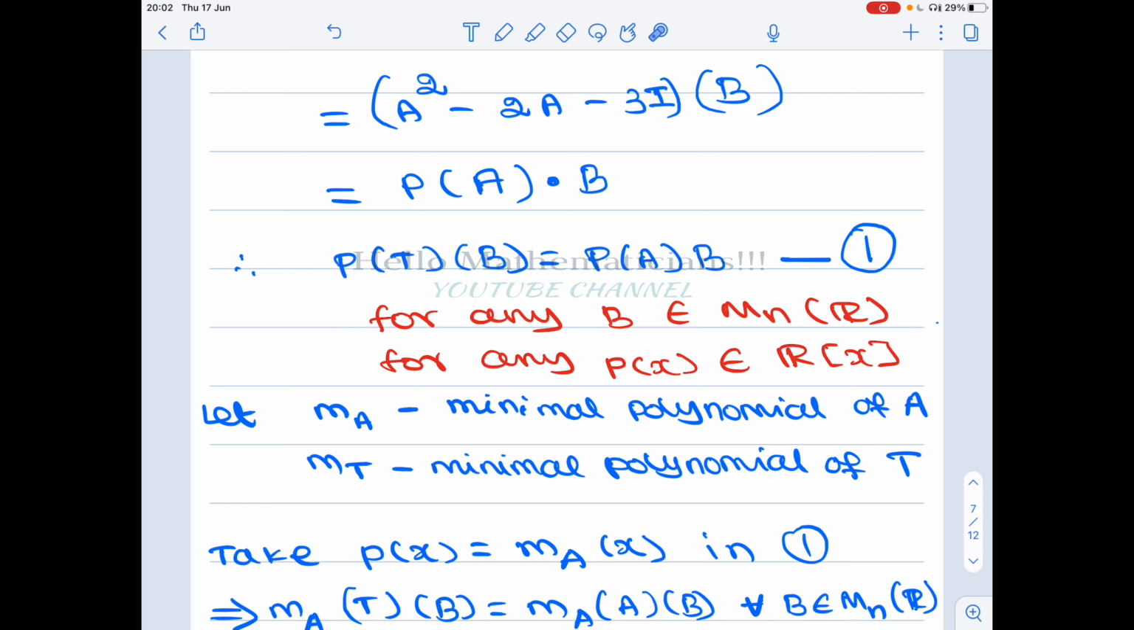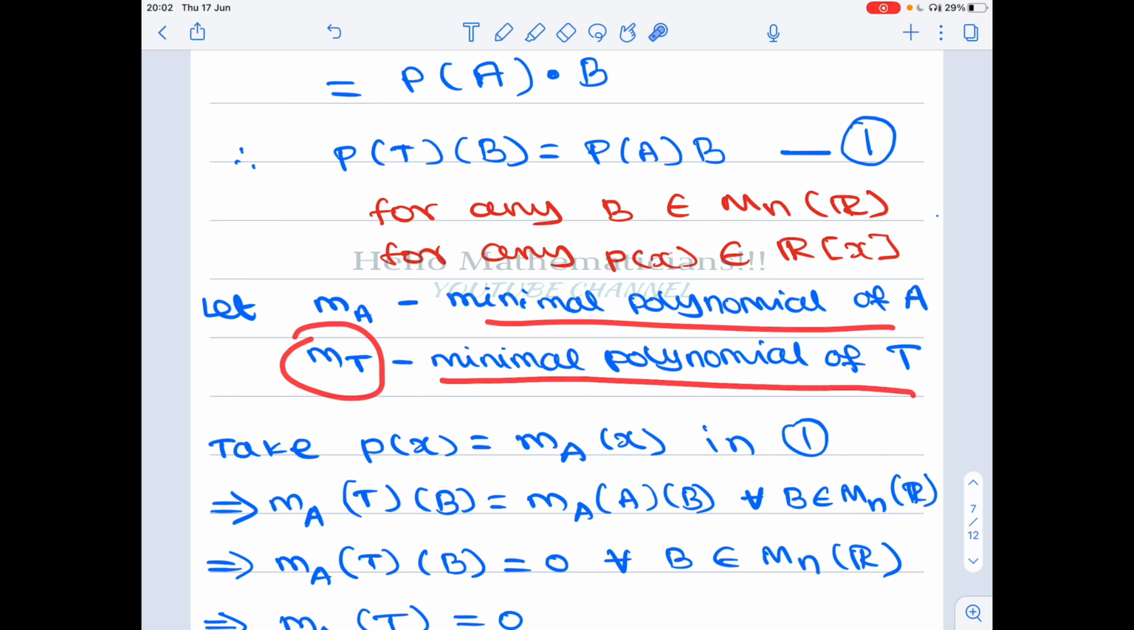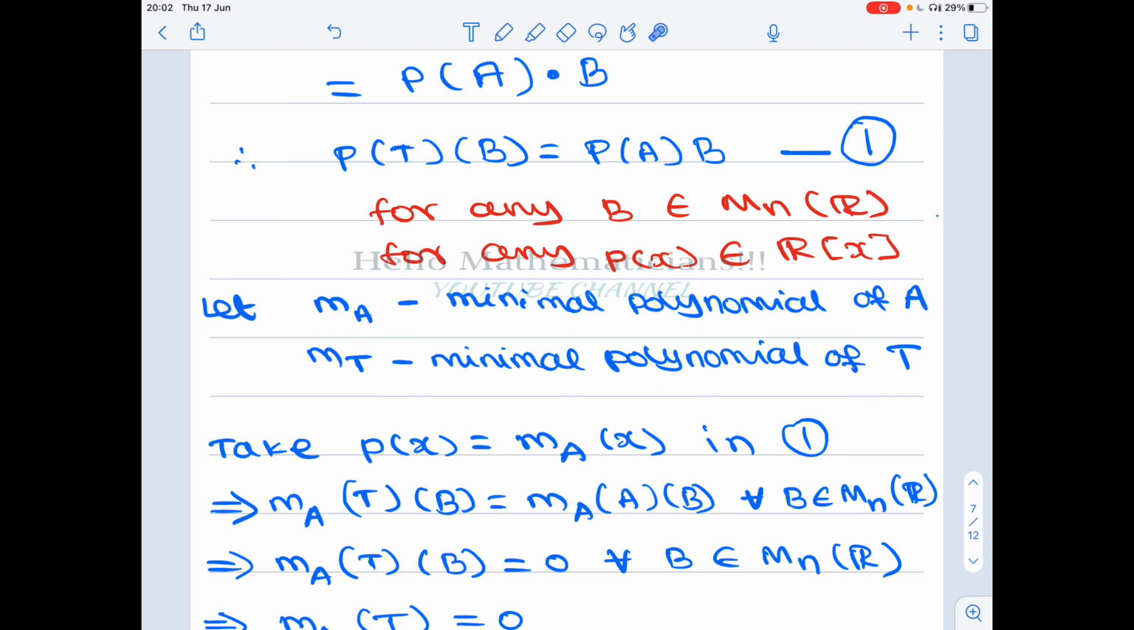So basically P can be any polynomial, B can be any matrix from M_n(R). Now using this equation, we will prove that T and A both have the same minimal polynomial. We take M_A(x) to be the minimal polynomial of A, M_T(x) to be the minimal polynomial of T. So we want to prove that M_A(x) equals M_T(x).